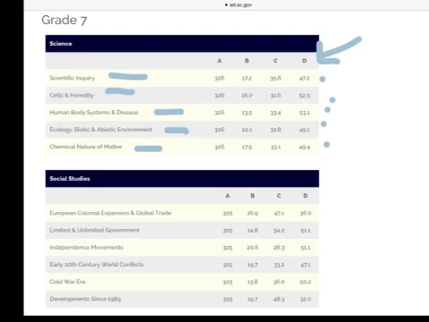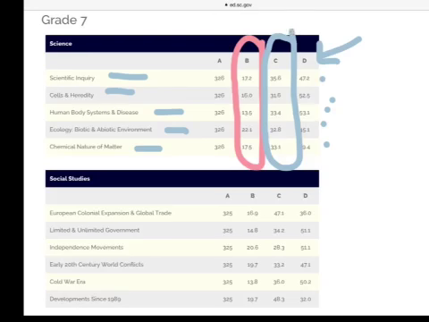In reference to where there were some concerns with our students and they were demonstrating weaknesses, you can take a look at the percentages there. About 17% with scientific inquiry, 16% with cells and heredity, 13.5% with human body, ecology, 22%, and then chemical nature of matter, 17.5%. Once again, the area in the middle represents where students could benefit from additional activities, as mentioned earlier.